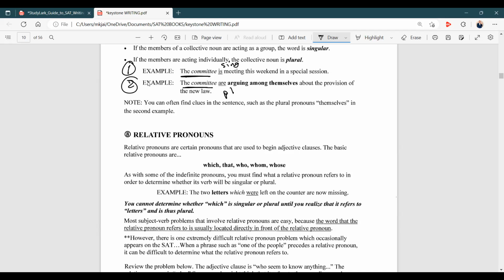Why does the committee take 'has' in the first example, and in the second example 'have' as a verb? Because in the first sentence, it's referring to the committee in general, whereas in the second sentence, it's referring to the members of the group. Okay, so here I'm referring to the members among themselves, but here I'm thinking about the committee as one, so I'm treating it in a singular way.